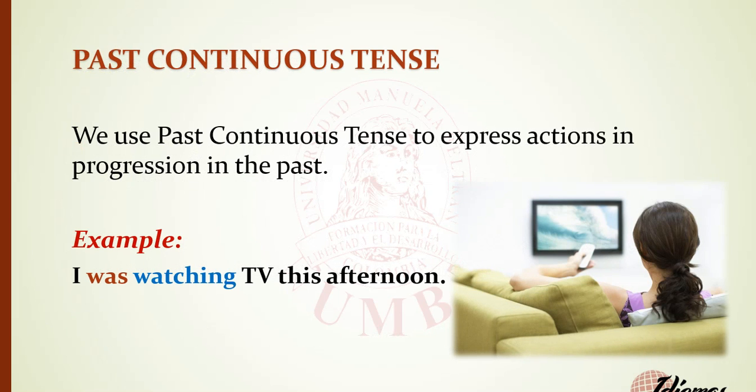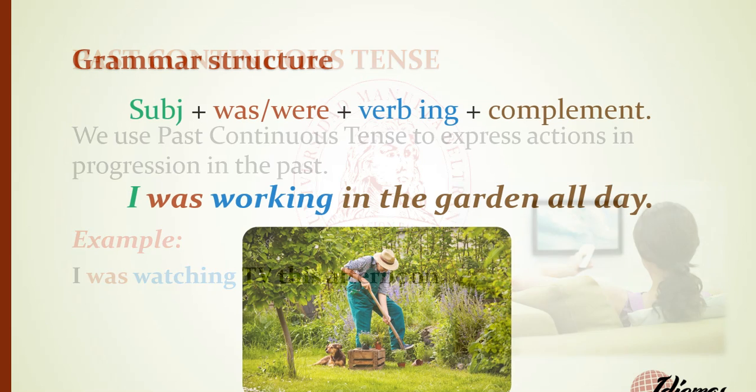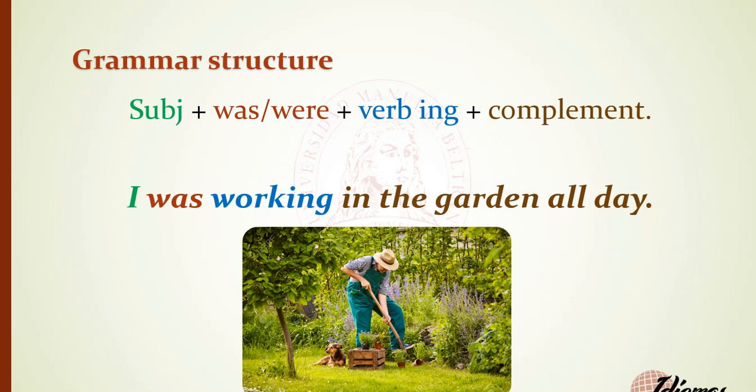But first, in order to use this grammar tense in the correct form, you need to understand what is the use. When do we use it? We use the past continuous tense to express actions in progression in the past. For example, I was watching TV this afternoon. So this is an action that took place in the past and lasted a few minutes, a few hours. It lasted some time.